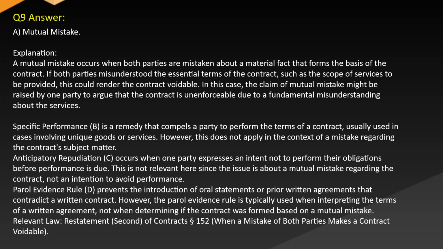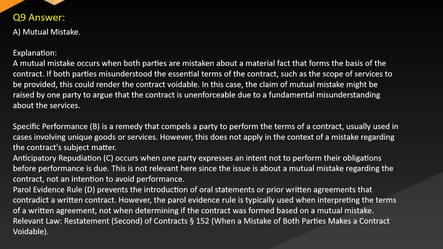In this case, the claim of mutual mistake might be raised by one party to argue that the contract is unenforceable due to a misunderstanding about the services. Specific performance, B, is a remedy that compels a party to perform the terms of a contract, usually used in cases involving unique goods or services. However, this does not apply in the context of a mistake regarding the contract's subject matter.